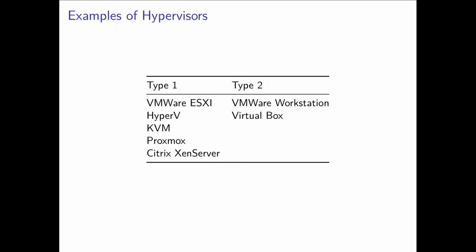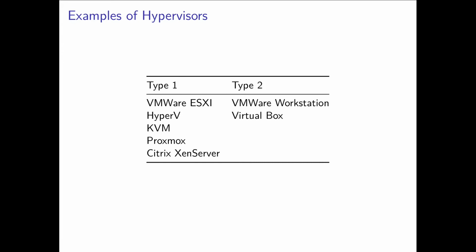And here are some examples of Type 1 and Type 2 hypervisors. We've got VMware ESXi, Hyper-V, KVM, Proxmox, and Citrix XenServer as Type 1s. And the two most common, there's probably more, but these are the two that I'm really aware of that I've used before, are VMware Workstation and VirtualBox. Those are Type 2s.